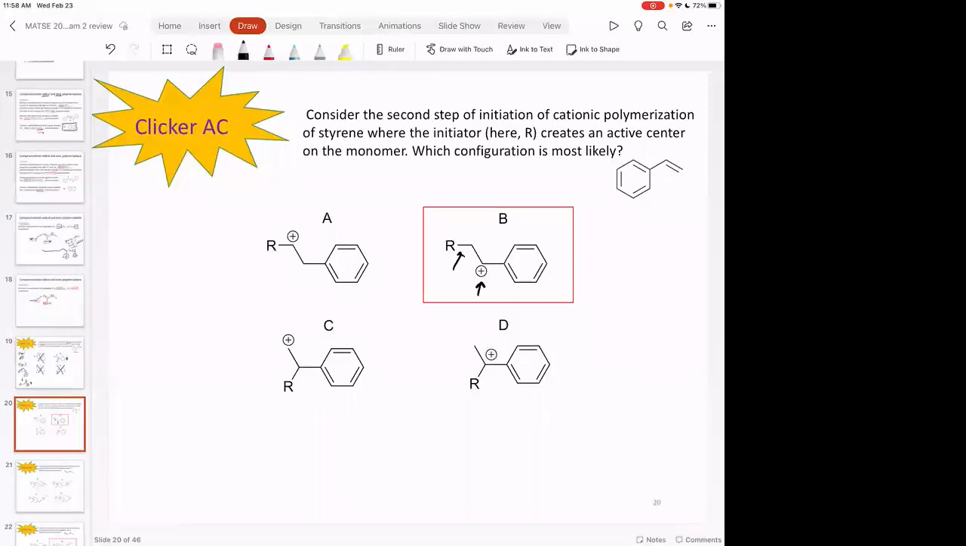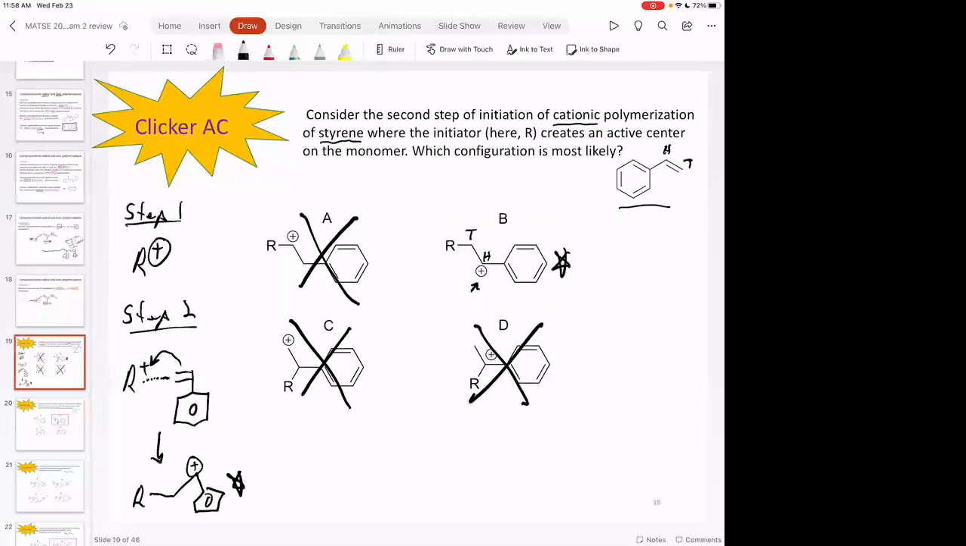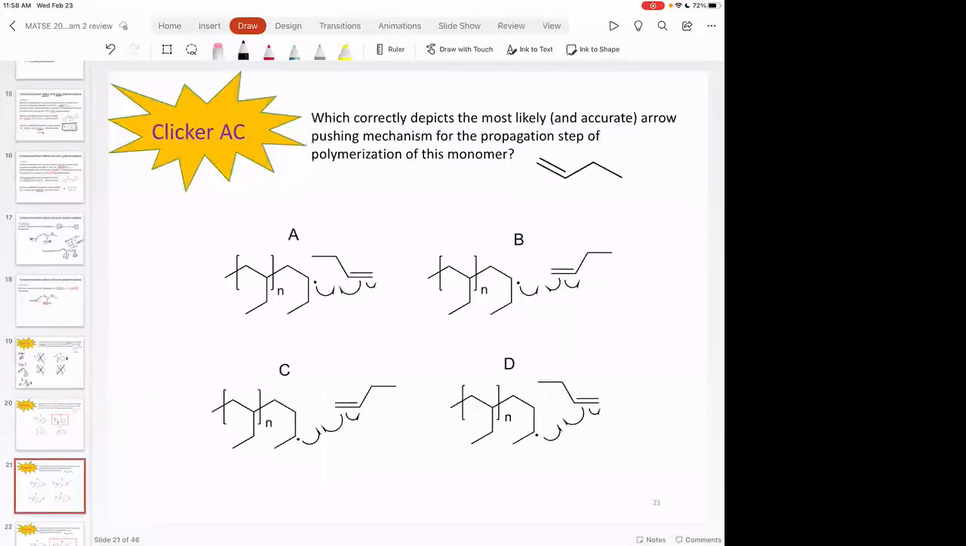So it might be the same thing for anionic. It might be the same thing for radical. It might be talking about, here's a propagating chain end, and I'm going to add the styrene. This question could be asked about propagation. What does the next monomer unit look like? And so you'll have to be able to make the right connection and then show me where the growing chain end is. All right, next one. This is a little bit harder. Which correctly depicts the most likely arrow pushing mechanism for the propagation of the polymerization of this monomer?